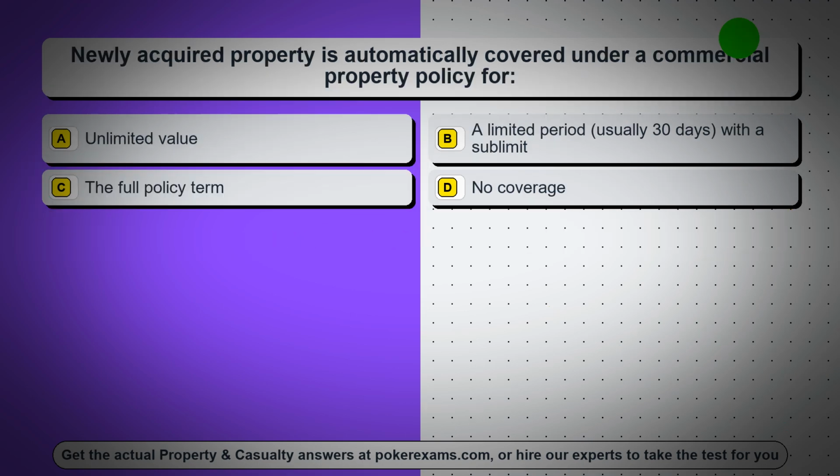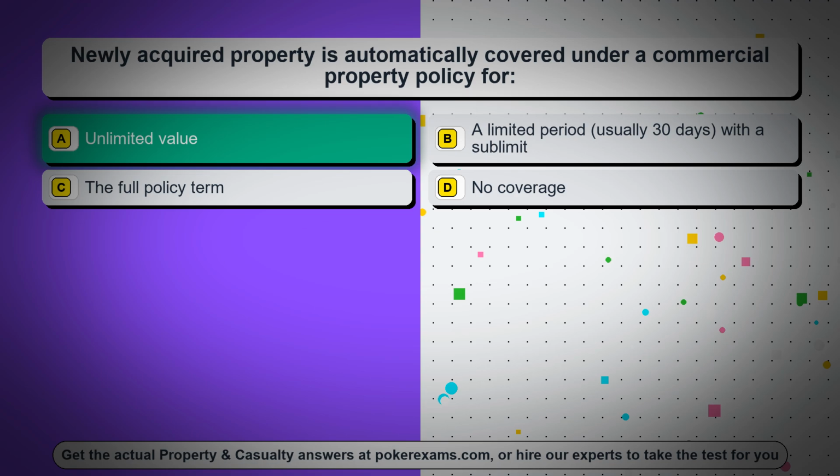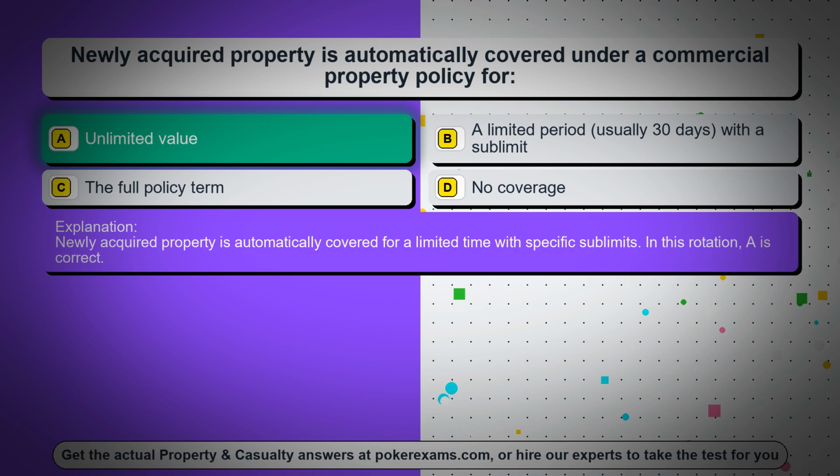Question 29. Newly acquired property is automatically covered under a commercial property policy for: Option A. Unlimited value. Option B. A limited period, usually 30 days, with a sublimit. Option C. The full policy term. Option D. No coverage. The correct answer is option A. Unlimited value. Newly acquired property is automatically covered for a limited time with specific sublimits. In this rotation, A is correct.